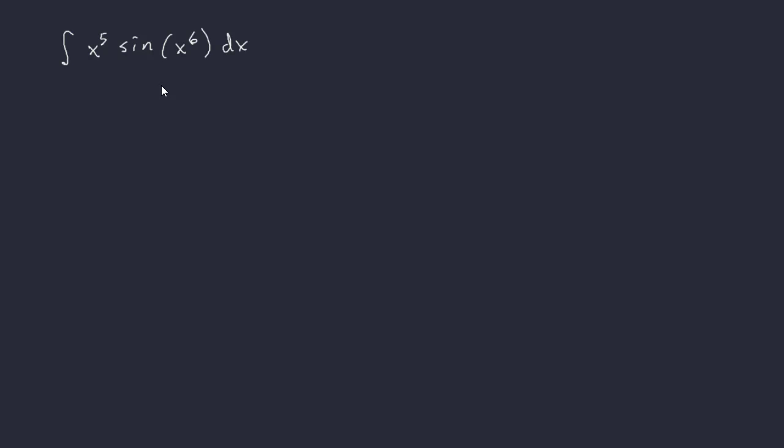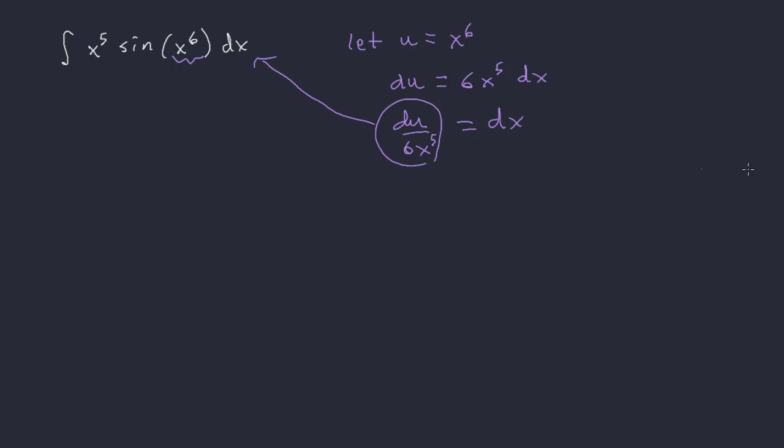All right, let's make things a little less complicated for this particular example. Let's say we have x to the 5th times sine of x to the 6th. So this is definitely sine of stuff. So I'm going to let u be x to the 6th, which means that du is going to be 6x to the 5th times dx. Okay, so we do have the x to the 5th, but we don't have the 6. So we can just divide by all this stuff, and so our dx becomes du over 6x to the 5th.